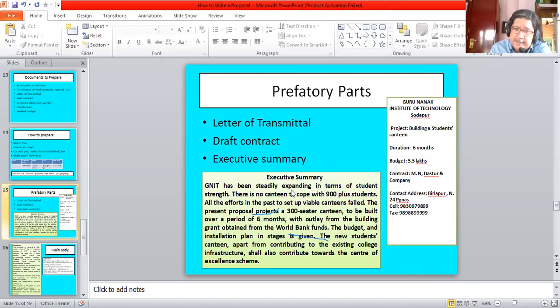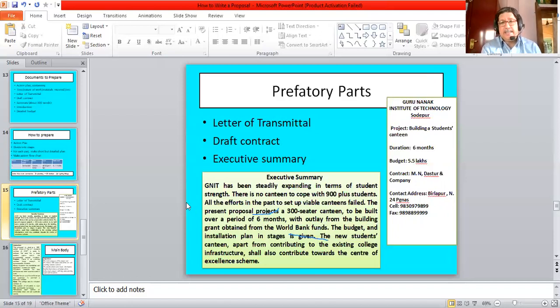There is also the executive summary. Now, this college has been steadily expanding in terms of student strength. There is no canteen to cope with 900 plus students. All the efforts in the past to set up a viable canteen have failed. The present proposal projects a 300-seater canteen to be built over a period of 6 months with outlay from the building grant obtained from the World Bank funds. The budget and installation plan in stages is given. The new students' canteen, apart from contributing to existing college infrastructure, should also contribute towards the Center of Excellence.